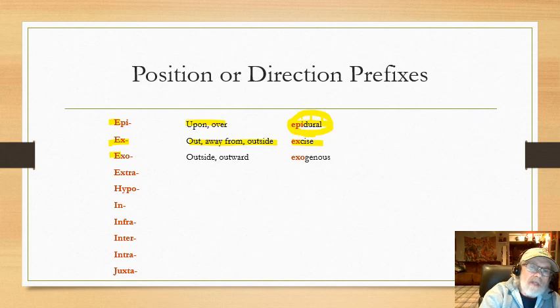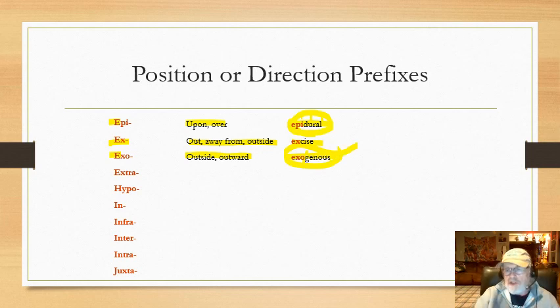Exo also means outside or outward. Something that's exogenous. Gen means formation, or where it's generated from, formed from, or produced from.